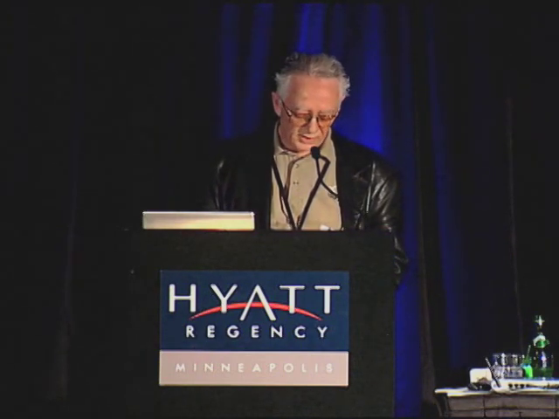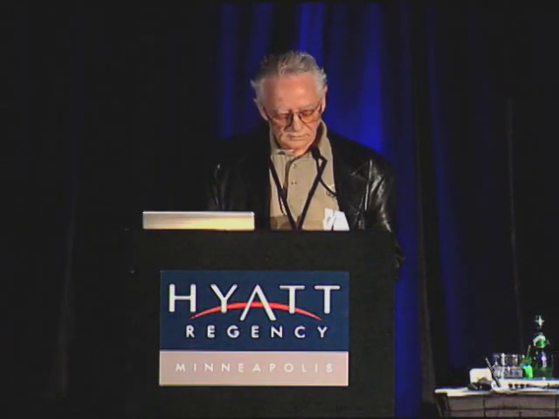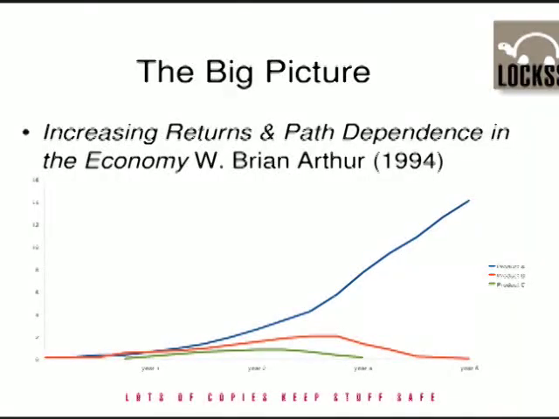So it turns out that a book that explained why Jeff's predictions went awry was published the year before Jeff published his article. W. Brian Arthur was an economist at Stanford and at the Santa Fe Institute. And he explained the behavior of technology markets.